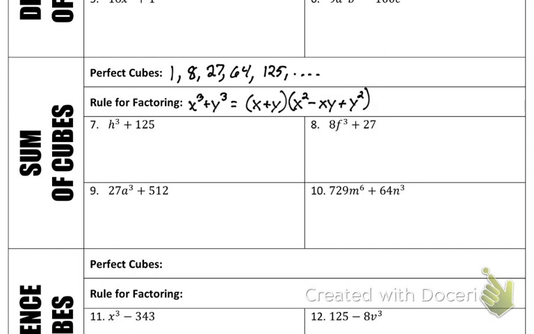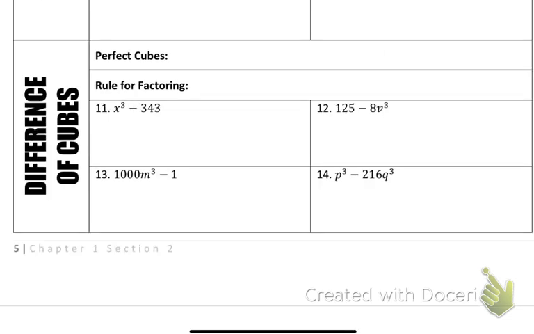I'm going to skip to the rule for factoring a difference of cubes, just so we can see they're very, very close. Just small changes. I'm going to go back to this slide. Perfect cubes, we already did those. I don't know why I wrote it twice.